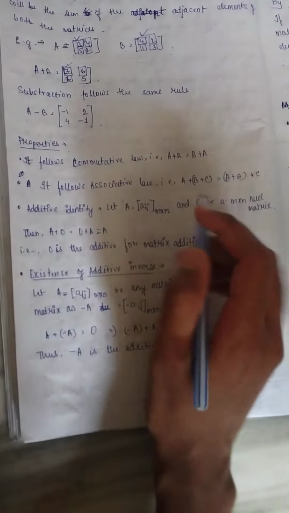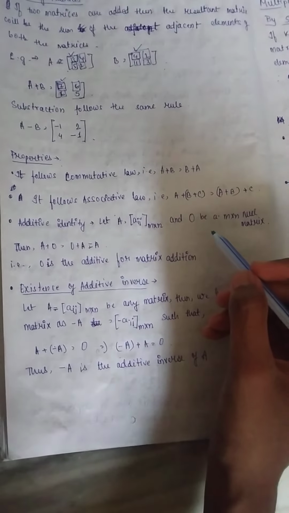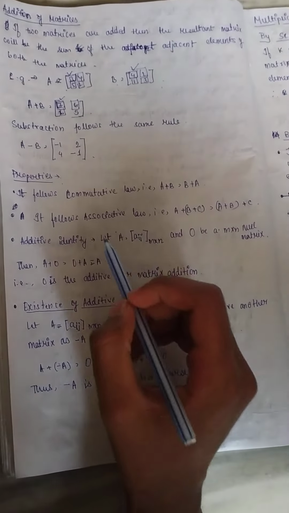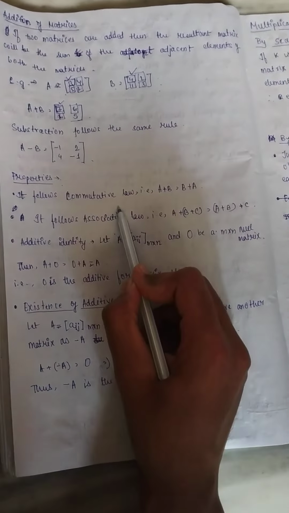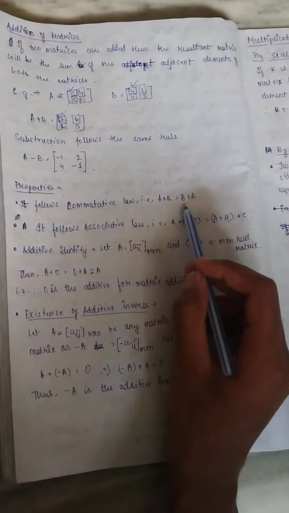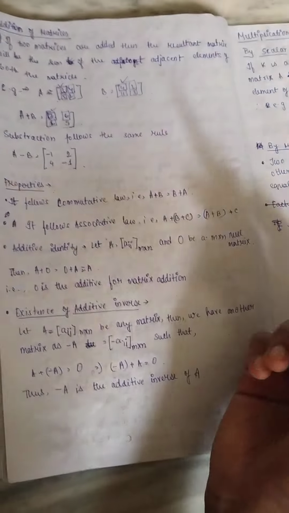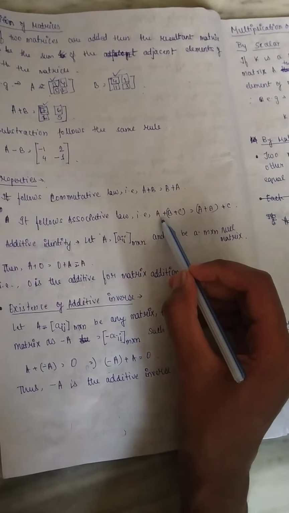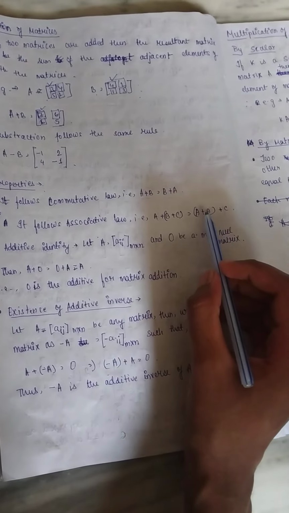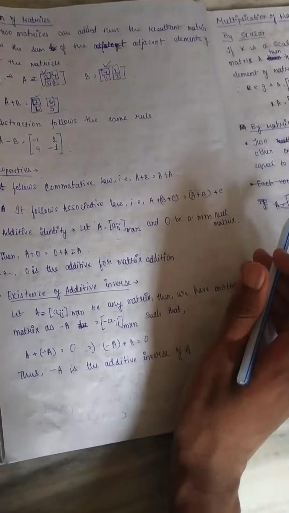Now if we come to the properties of addition, it follows the commutative law, that is we can write A plus B equal to B plus A. It follows the associative law, that is it can be written as A plus (B plus C) equal to (A plus B) plus C.